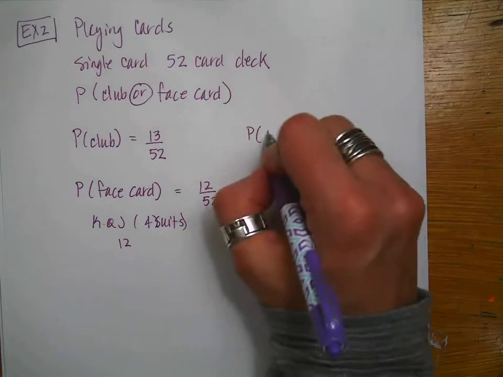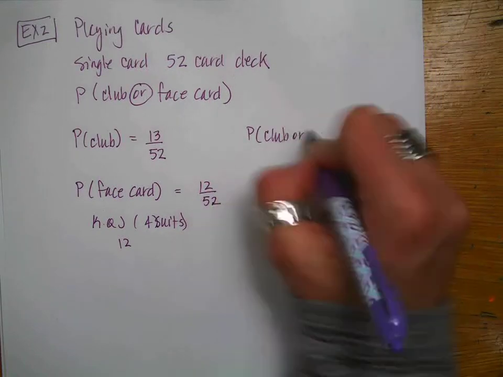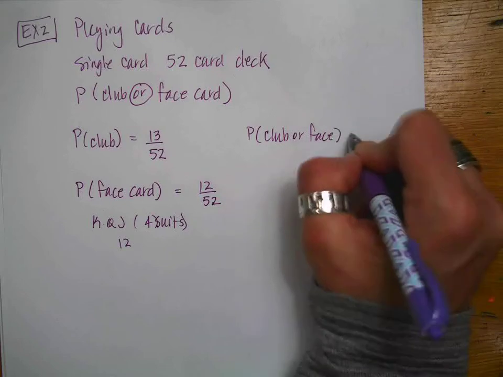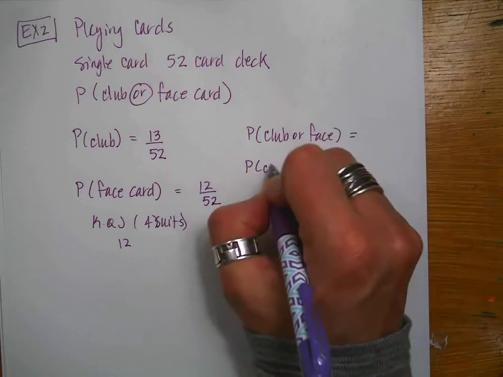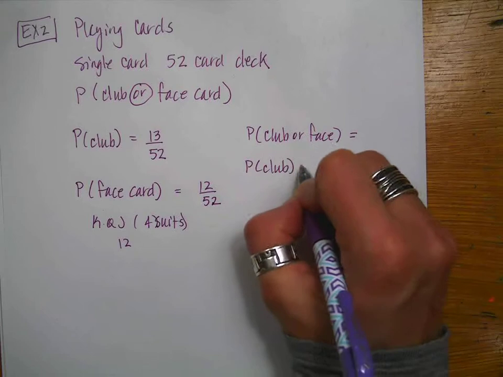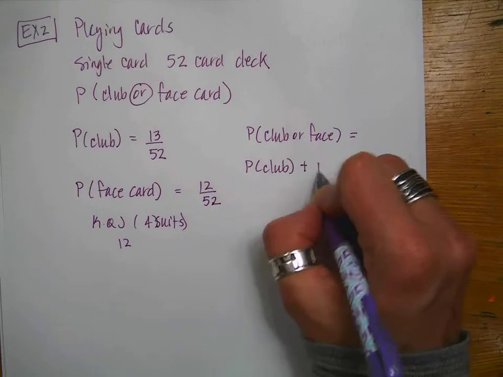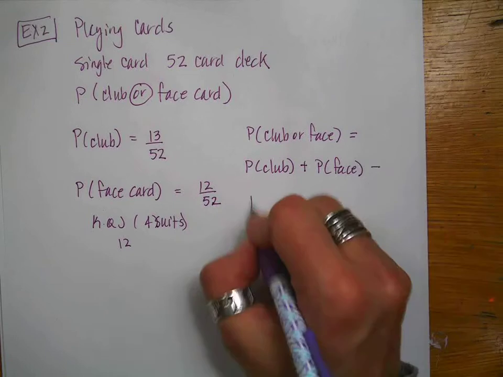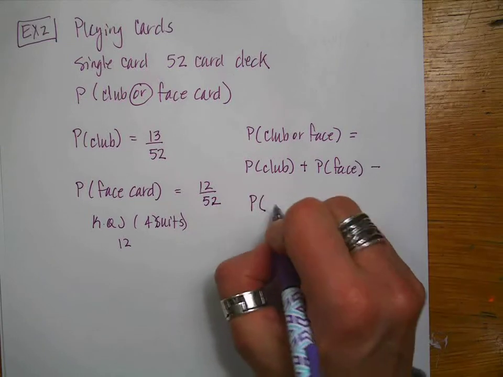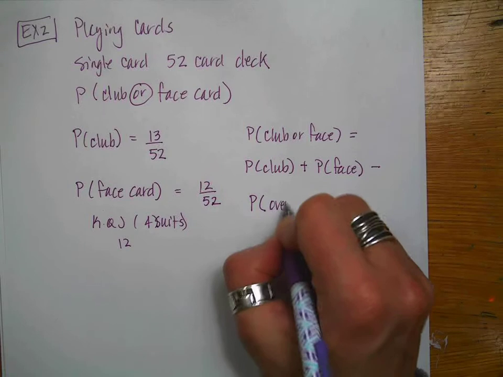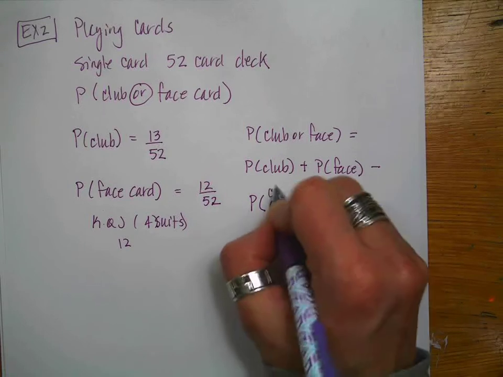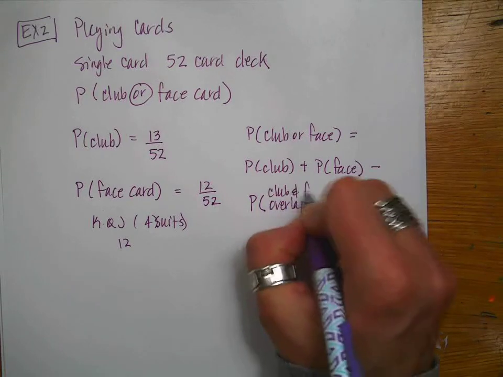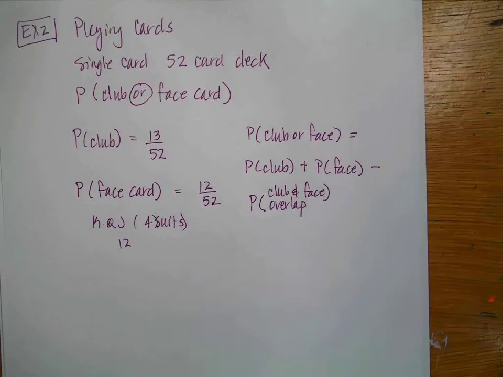When I'm doing the probability of and or, I don't reduce until I'm done because it's going to make my math easier. So then the probability of a club or a face is going to equal the probability of a club plus the probability of a face, and then minus the probability of overlap. And I'm going to write that as club and face.